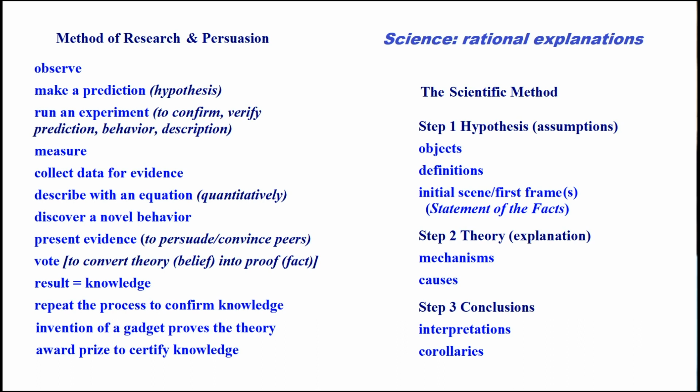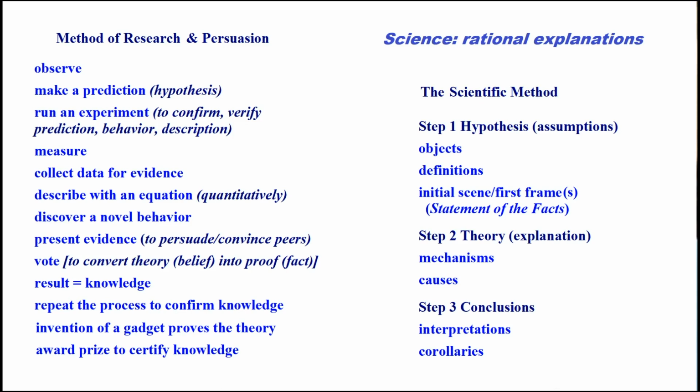They vote. There's some kind of result they call knowledge, and you repeat the process to confirm the knowledge, that everything was done properly. You dot all the I's and cross all the T's, so to speak. And then you invent a new gadget that proves the theory. Apparently, computers prove quantum, they say, okay? And then you award a prize to certify knowledge. You give them a Nobel Prize, and now the guy has certified knowledge.